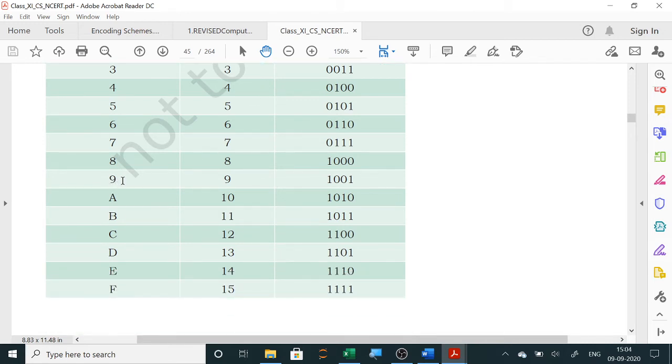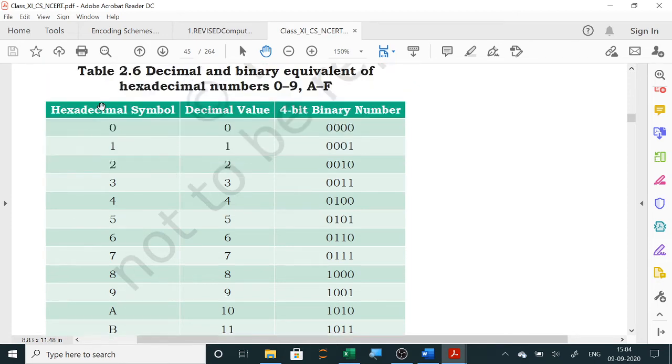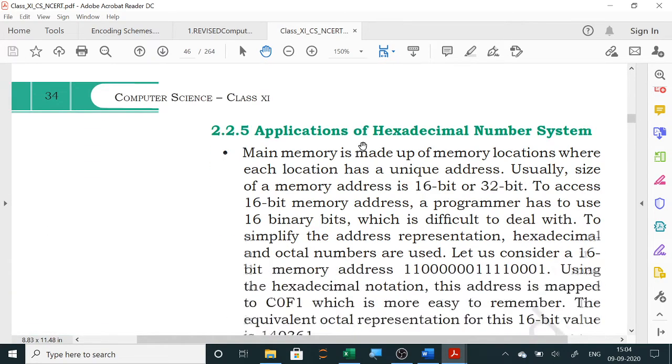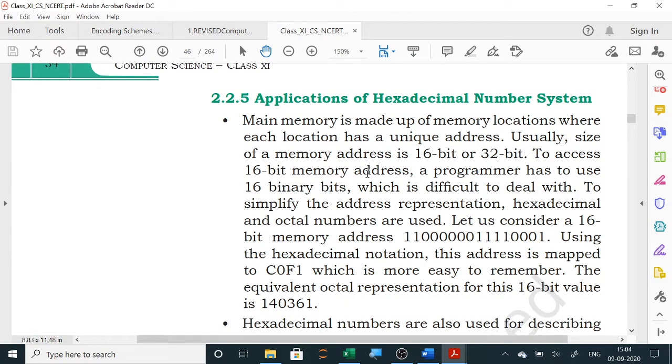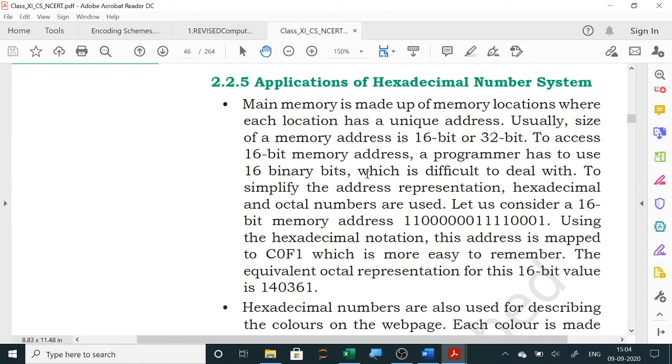And here after 9, for 10 we have written A, and 15 will be F, and 15 means all four ones. So when you are converting hexadecimal to binary, we have to use 4 bits. Now the applications where we are using it: you have seen the machine understands the binary language.